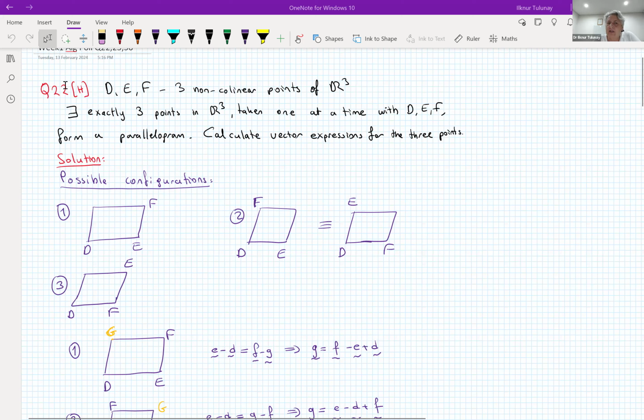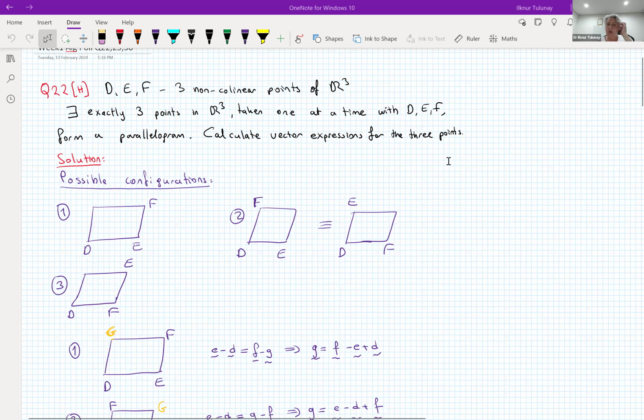Okay, now here in this question, this is an algebra question, Mathematics 1151 in UNSW. So that is the algebra section, question 22, and H represents one of the hard questions. We have D, E, F. These are three non-collinear points of R3. There are exactly 3 points in R3, taken one at a time with D, E, F, that form a parallelogram. Calculate the vector expressions for the 3 points.